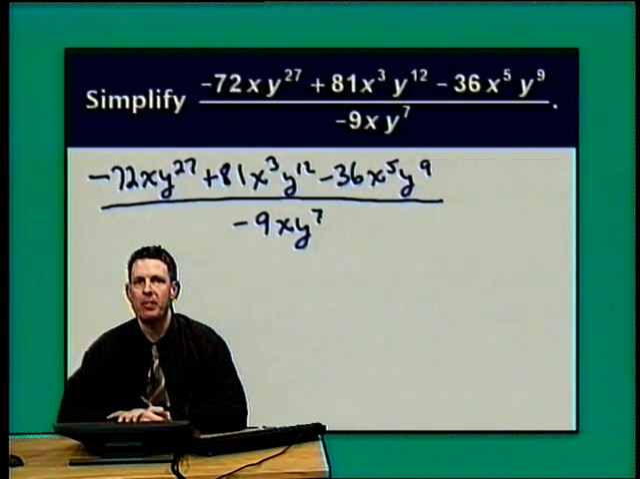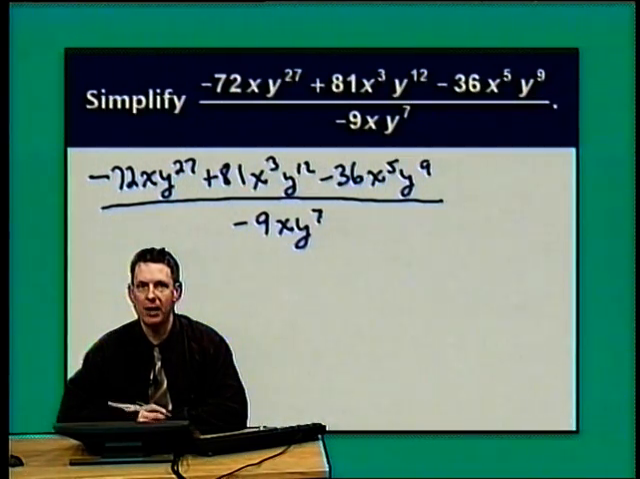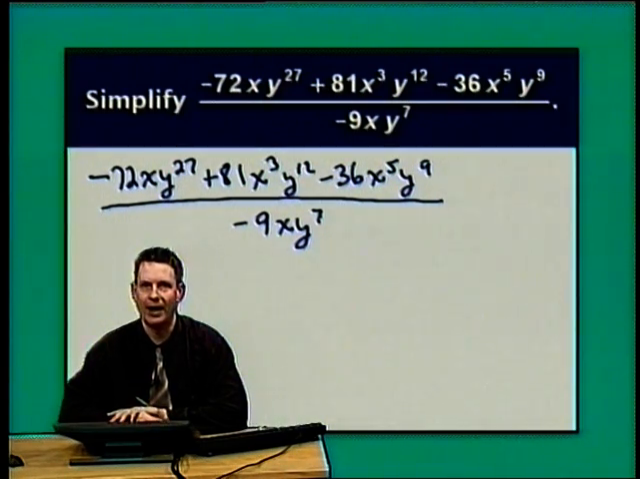The first step of simplifying a multi-termed polynomial divided by a monomial is to break your original expression into the sum and difference of fractions that are simply monomials divided by monomials. All of that is just a long way of saying that I'm going to take every term in the numerator and give it its own personal privatized denominator of -9xy to the 7th.